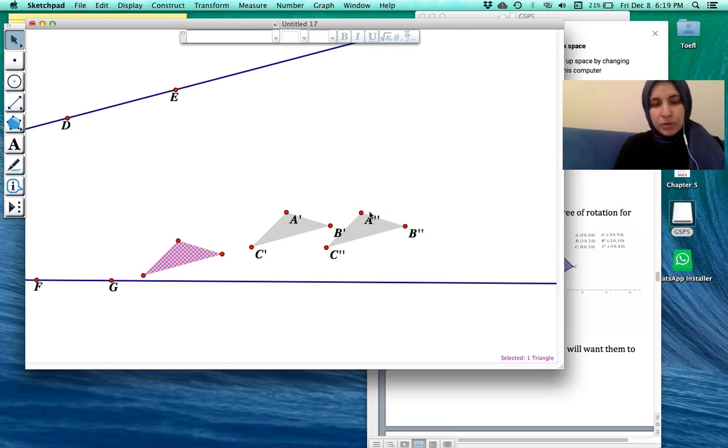Question 38. How is the vector for the composition of two translations related to the vectors specified for the first and second translation? The first translation was by vector DE, then I got this triangle, and then I translated this triangle by the line FG. Each translation has a connection with each other because it's a composition.